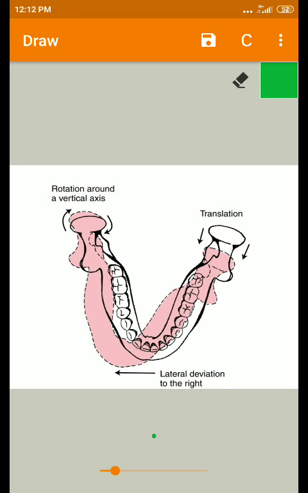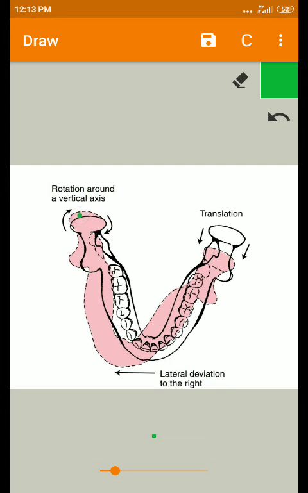Dear students, welcome back. Now we are going to see the mandibular lateral deviation or lateral excursion. Here in this, the mandible can move asymmetrically around either a vertical axis or an anterior-posterior axis at one of the condyles. So the mandible can move asymmetrically.